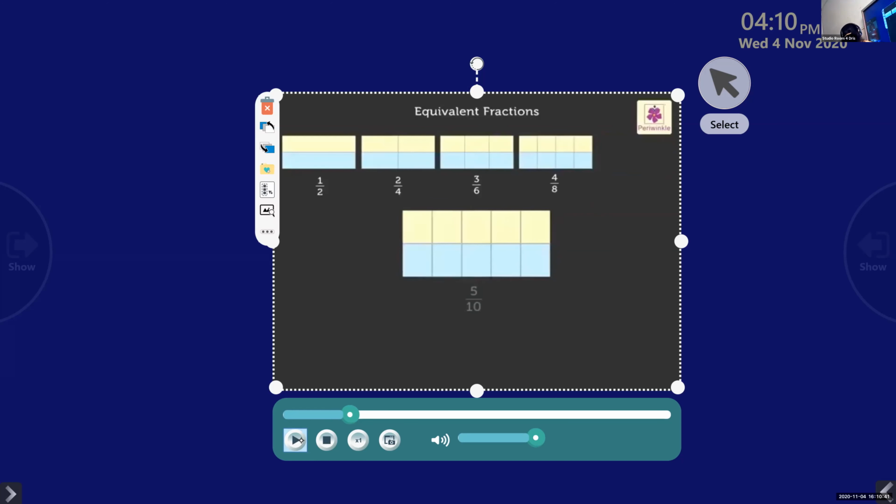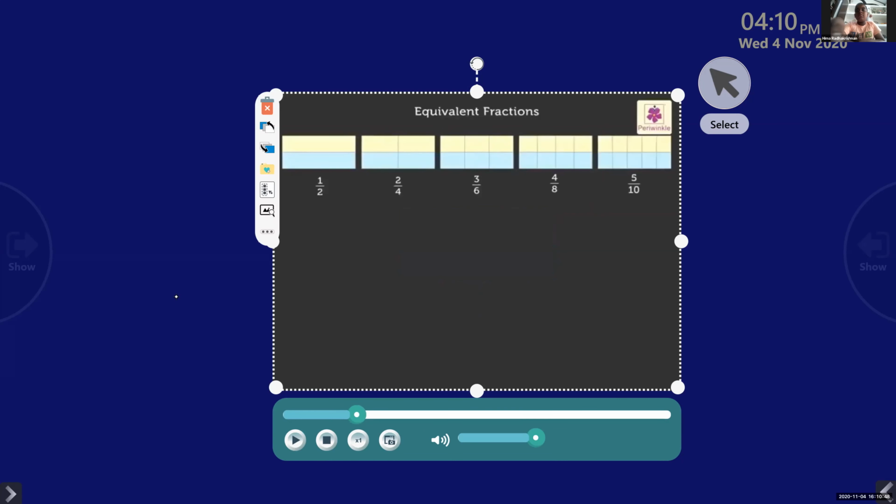5/10 of the rectangle is yellow. Manu, can you hear the sound? Unmute and speak. Yes, ma'am. Okay. So children, if there is any echo or something, you can see half, 2/4, 3/6, 4/8, everything, they are writing and drawing on the board.